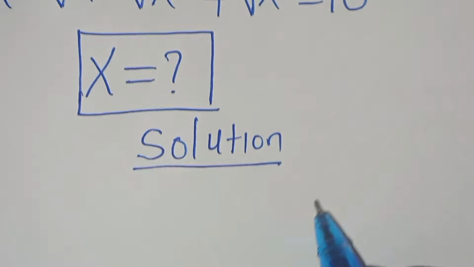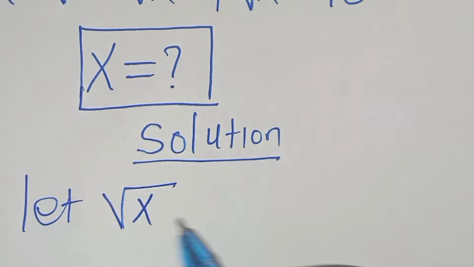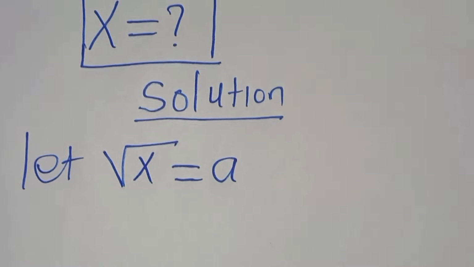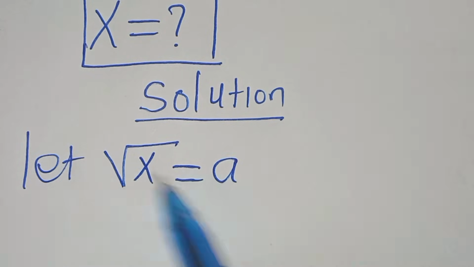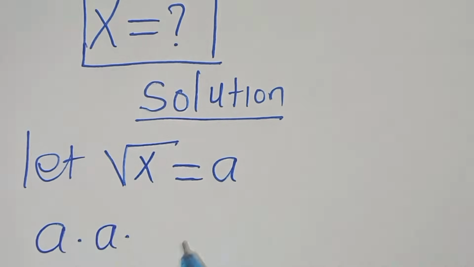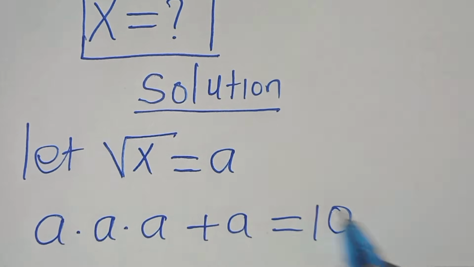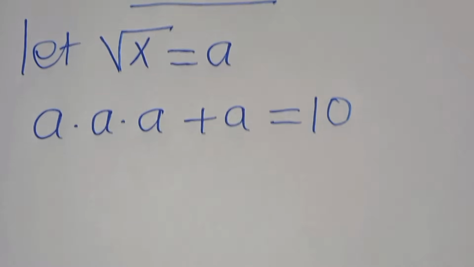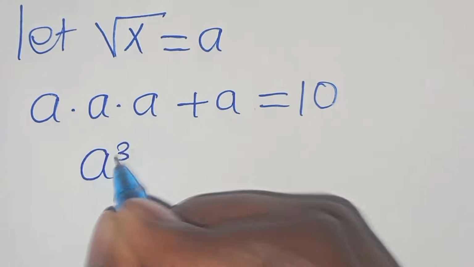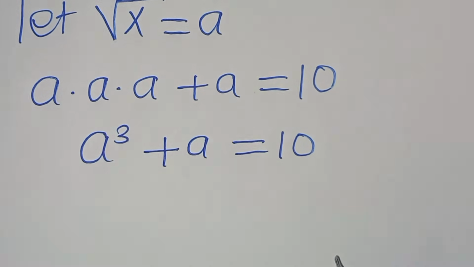So the first step to do here, we can let the square root of x be equal to a. This means that we can substitute the square root of x with a, so that we have a times a times a plus a, which is equal to 10. So a times a times a is a to the power of 3, plus a, equal to 10.